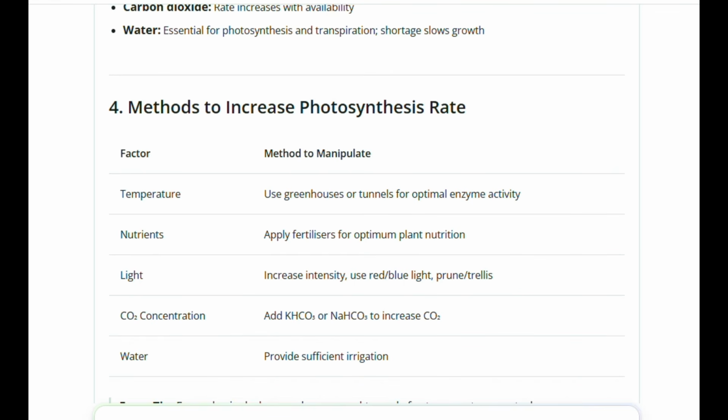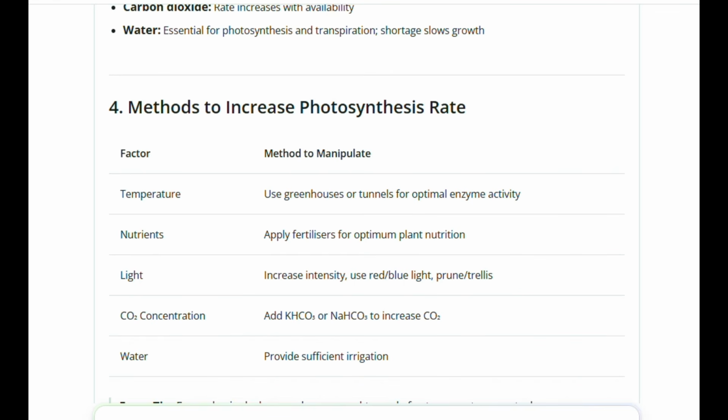Four, methods to increase photosynthesis, right? That is the methods to do what? To manipulate. So a question can say method to increase photosynthesis rate or methods to manipulate photosynthesis rate. So we should list those factors, right? We have temperature, nutrients, light, carbon dioxide concentration, and water, right?